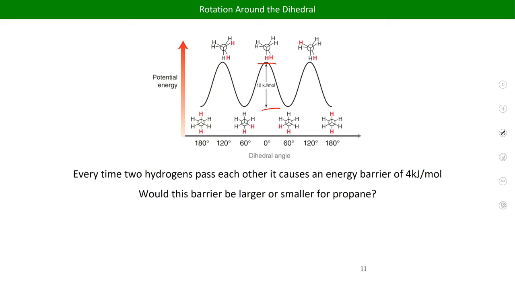What would happen if we had propane? Why? Let's draw it. So instead of drawing ethane, I'm just going to replace one of these red hydrogens with a CH3.